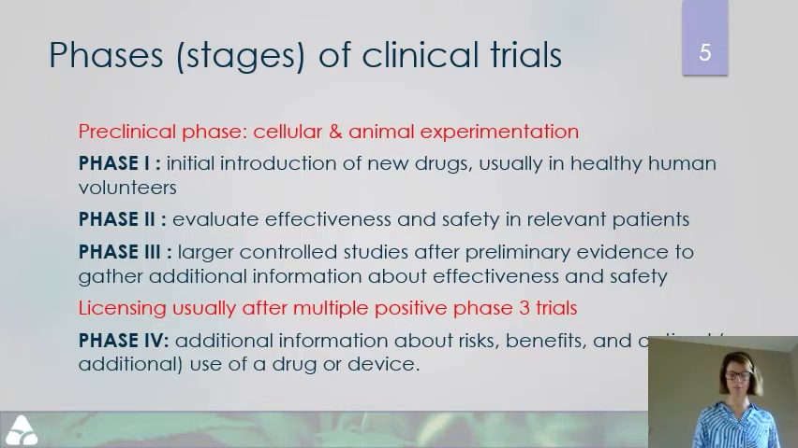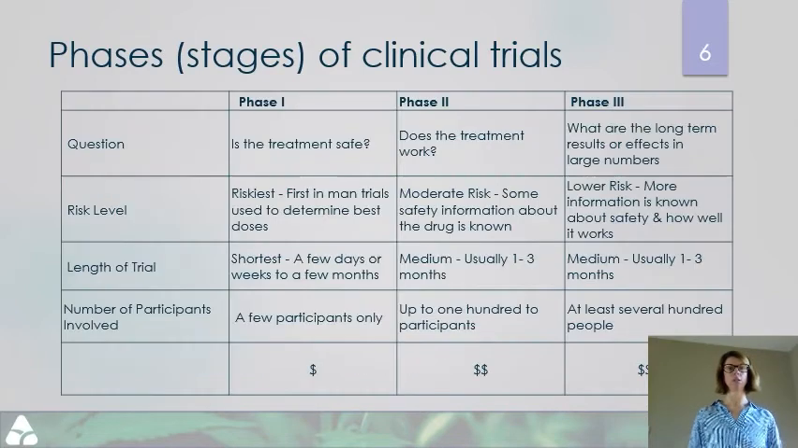So they're the phases of clinical trials. Let's just look at this in a slightly different way, again just focusing on phase 1, phase 2, and phase 3. So what is the question? In phase 1, the question is, is this treatment safe? Can I give this chemical to a human? In phase 2, we're asking, does it work if I give it to the right patient population? And in phase 3, we're asking, does it work if I give it to large numbers of the right patient population? The risk level of phase 1 studies is really quite high.